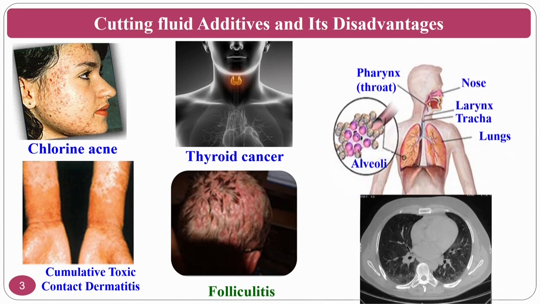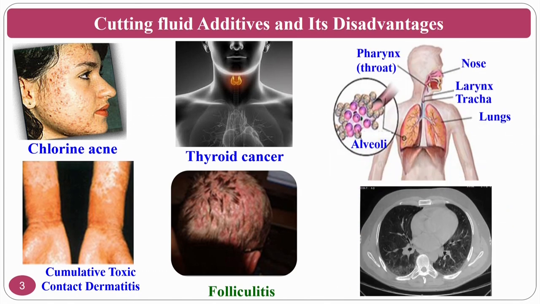You can see that particles of normally 10 microns or below can be breathed by a person. If the particle size is 2.5 microns, normally it can go into the alveolar region of your lungs, which will affect you. That's why these particles as well as the vapors coming out should be carefully prevented from being breathed in. So this is the other side of the cutting fluid.